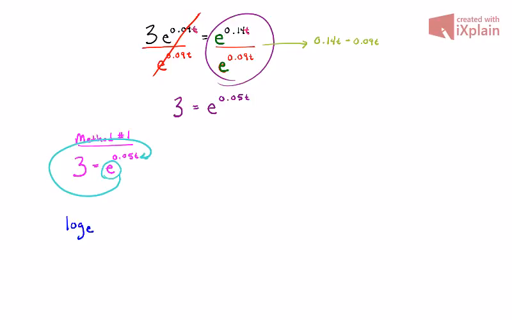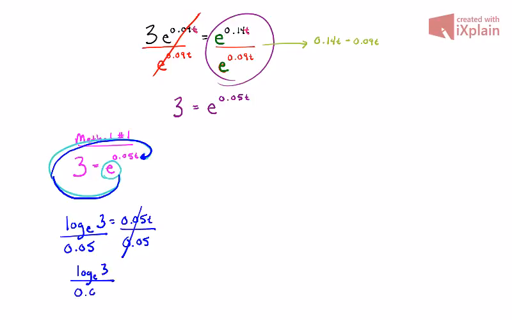base e of 3 is equal to 500ths times t, which then would allow me to divide both sides by the 500ths. So your final solution can look one of two ways here. So we could keep this as the log base e of 3 divided by 500ths.